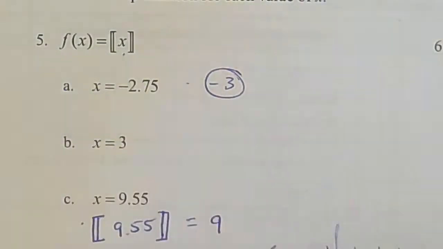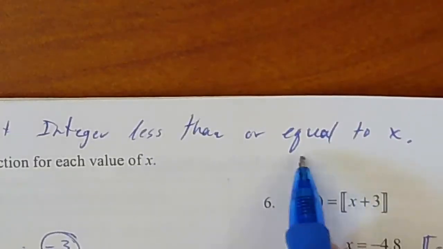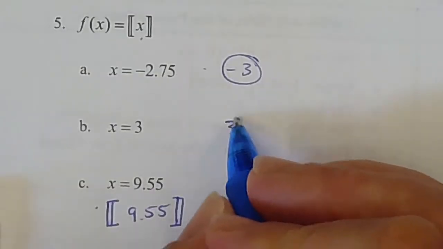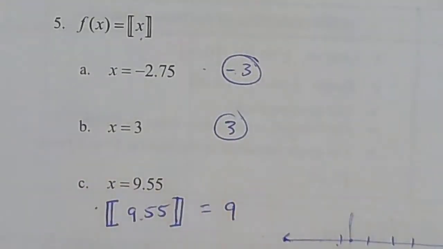All right, just got to plug in 3. What's the greatest integer less than or equal to that? This one's going to be 3 as well. I'm sorry, not as well. That was negative 3.